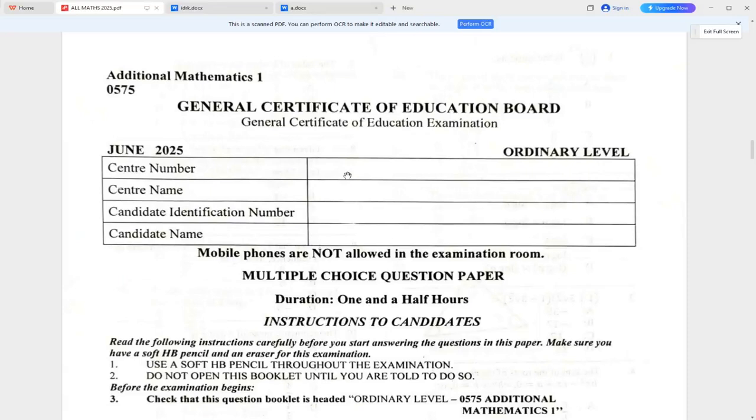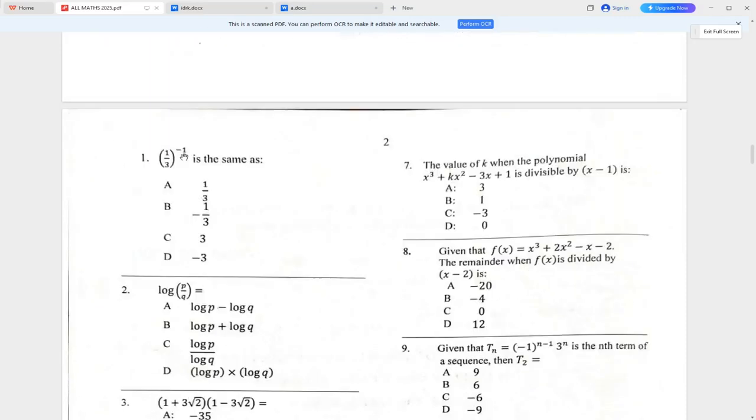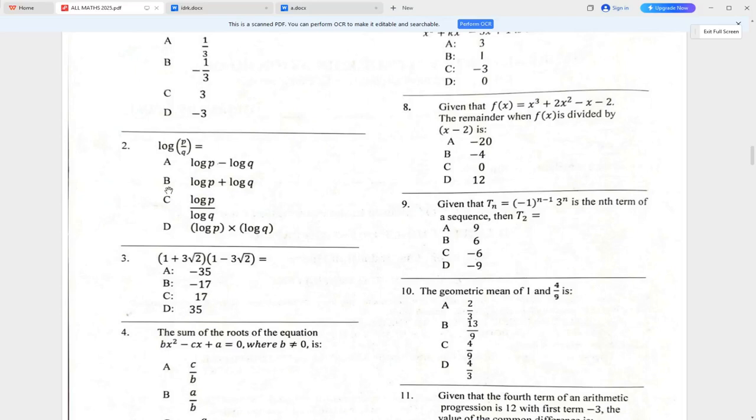It's another video correcting past GCE questions, and today we'll be doing the correction of the Cameroon GCE Ordinary Level Additional Mathematics Paper 1 of the year 2025. So let's begin. Question 1, we have 1/3 raised to the power negative 1. A number raised to the power negative 1 is 1 over the number, so 1 over 1/3 is equal to 3. So we have C as the answer of question 1.